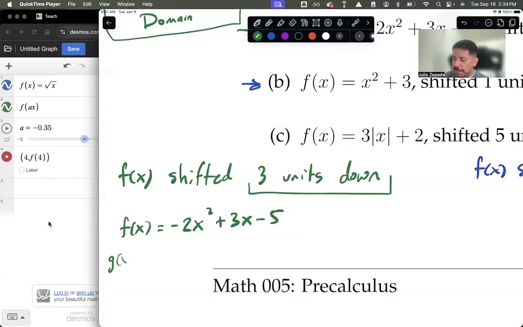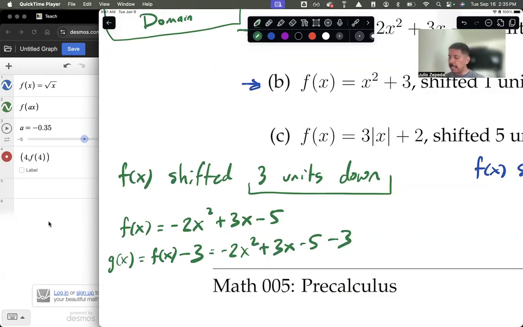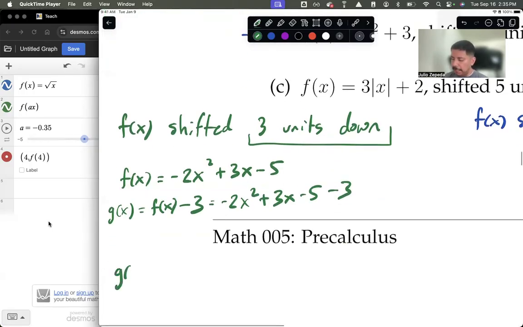Well, let's call it g of x. That's what it asks us to do in the prompt. g of x is just going to be the function f of x shifted 3 units down. We just subtract 3 from the function. So that's going to be f of x, which is negative 2x squared plus 3x minus 5, minus 3. And we can combine like terms there. The negative 5 and the negative 3 gives us that g of x is equal to negative 2x squared plus 3x minus 5. No, not minus 5. Minus 5 minus 3, which is minus 8.